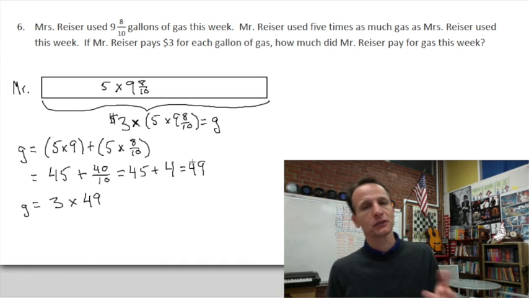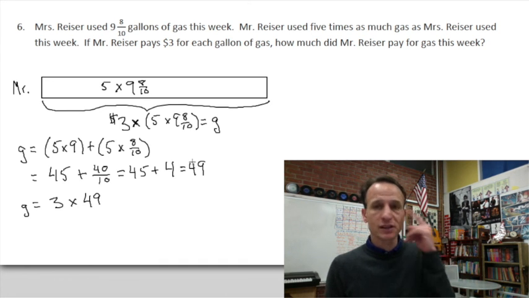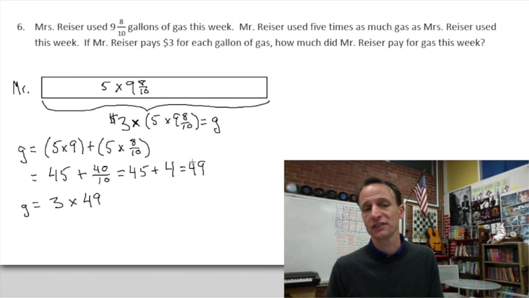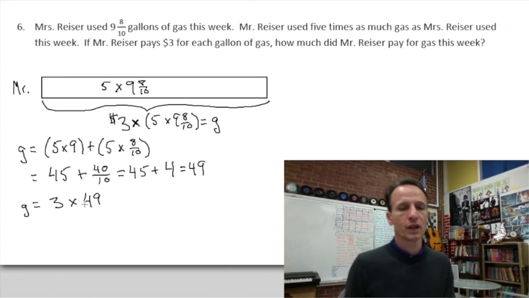There's a way to do this, watch. If we did 3 times 50, that's easy, right? 150. And then we increase that amount by 3. So just subtract 3 and you get 147. Look at that, done. So G is $147. That's how much ye old gas costs.